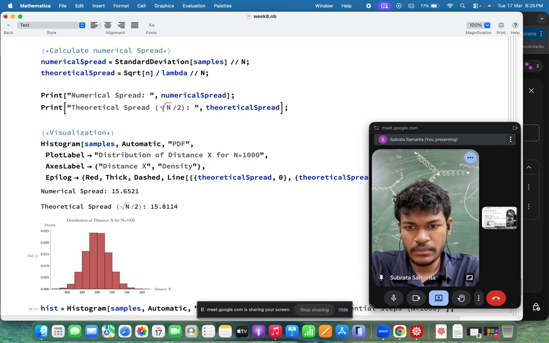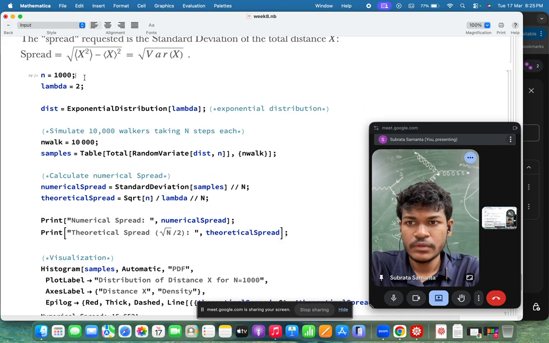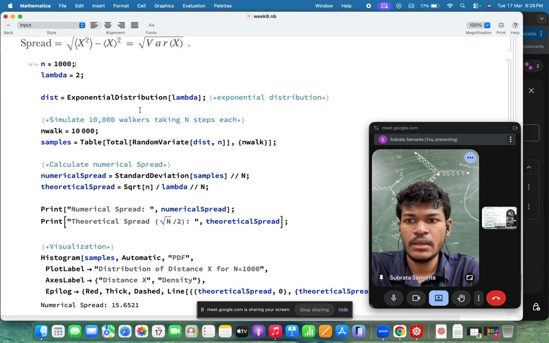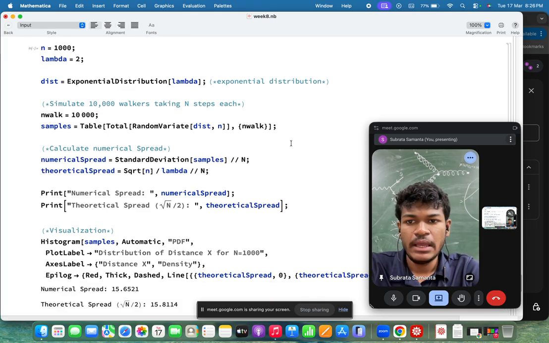So, you calculate. This is your total number of steps, and this is lambda, and my distribution is an exponential distribution. How many workers are there? 10,000. And I generate 10,000 numbers from this distribution, and I calculate the total. That is my end points, so those are the samples, and I calculate the numerical spread for these samples. So, I calculate the standard deviation.